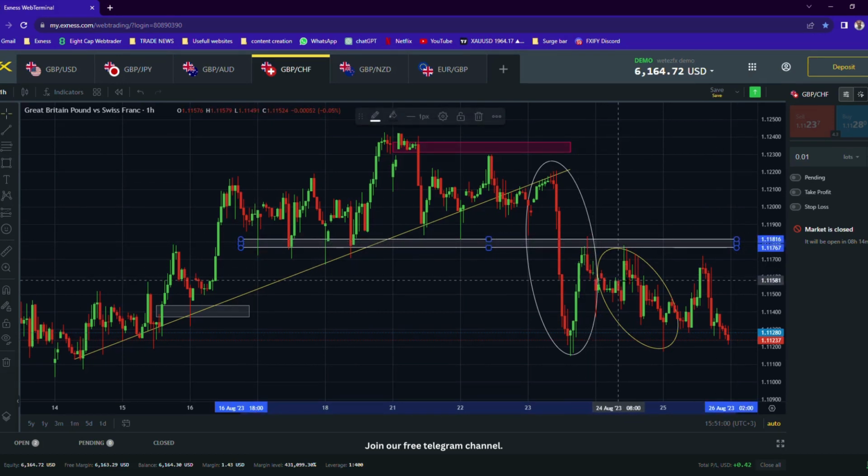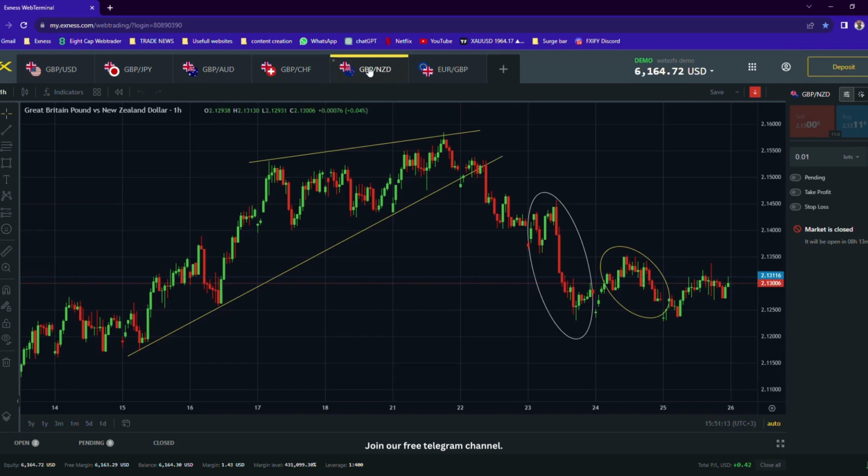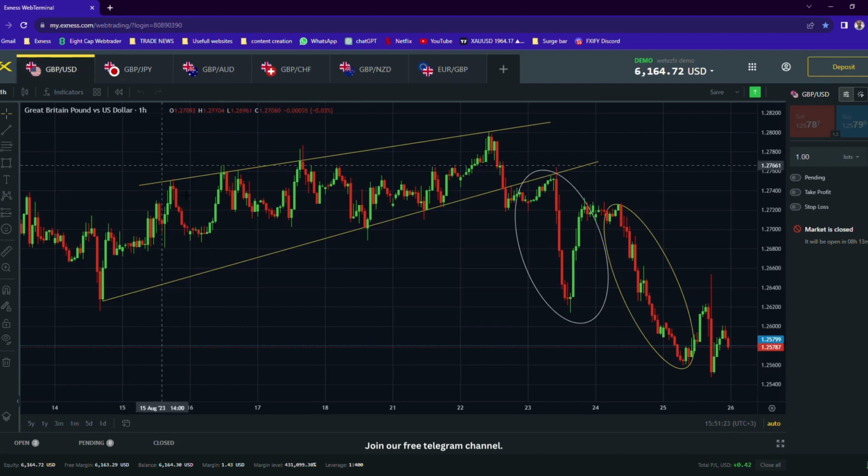Retest on the previous supports, and then the following day you see that move again down to the support that was created on the previous day. So this shows you the correlation. So let's look at GBP New Zealand. It's the same exact market structure. There is a move to the upward side in a rising wedge, and if you look at GBP USD, it is the same thing.